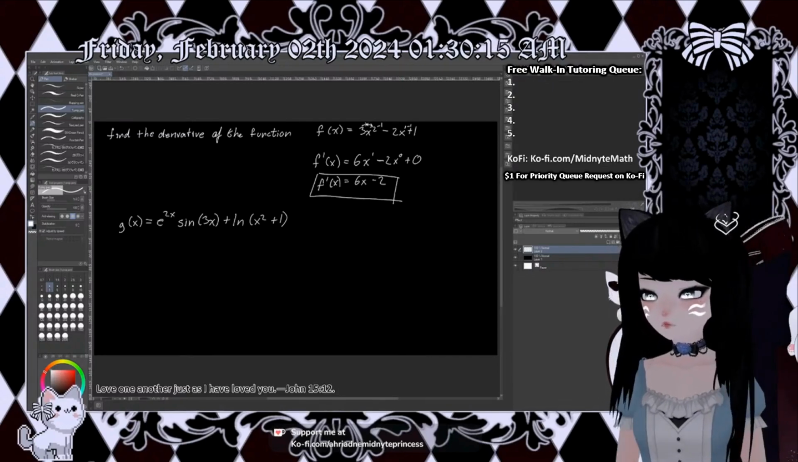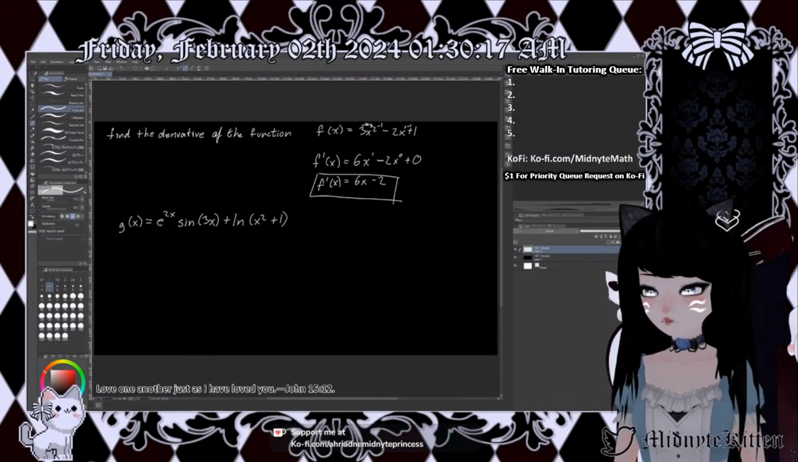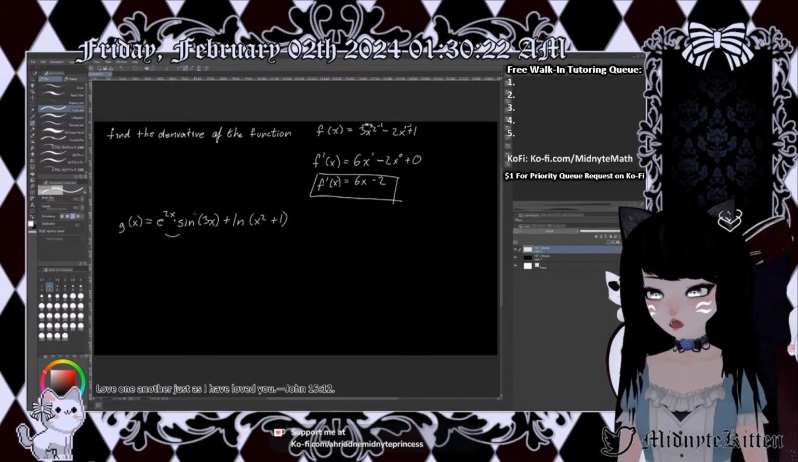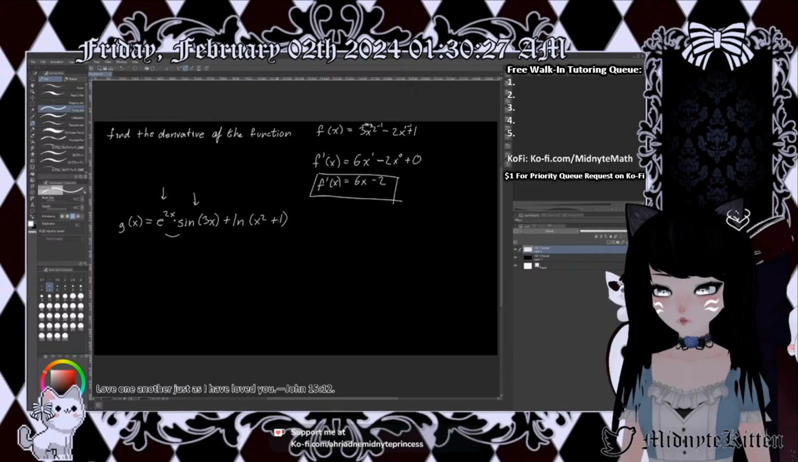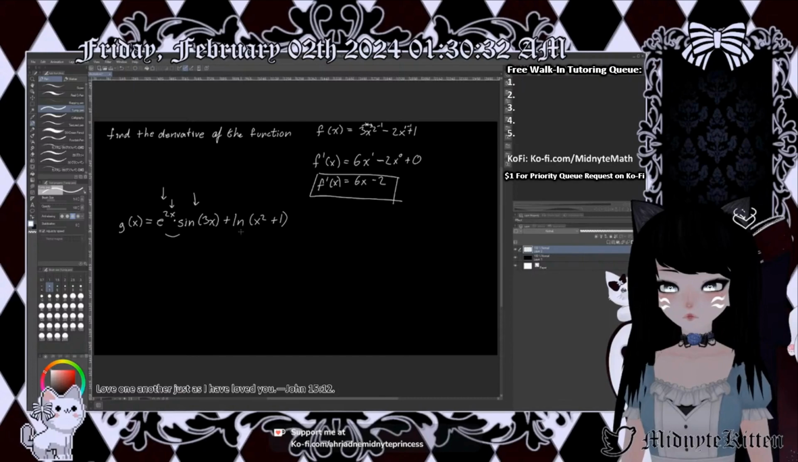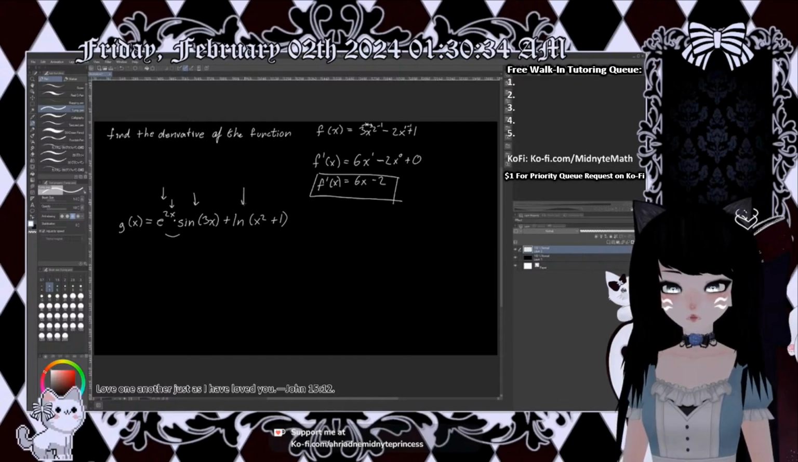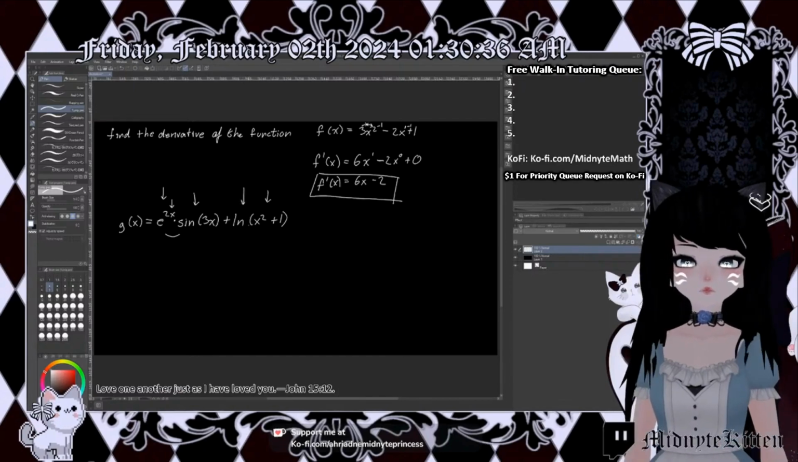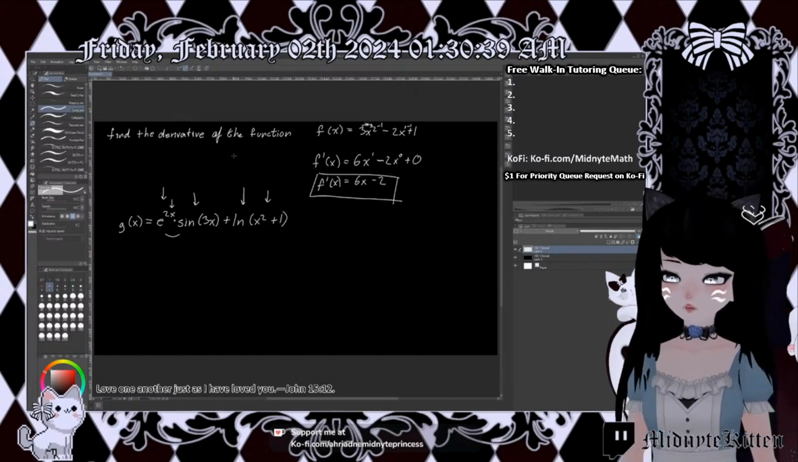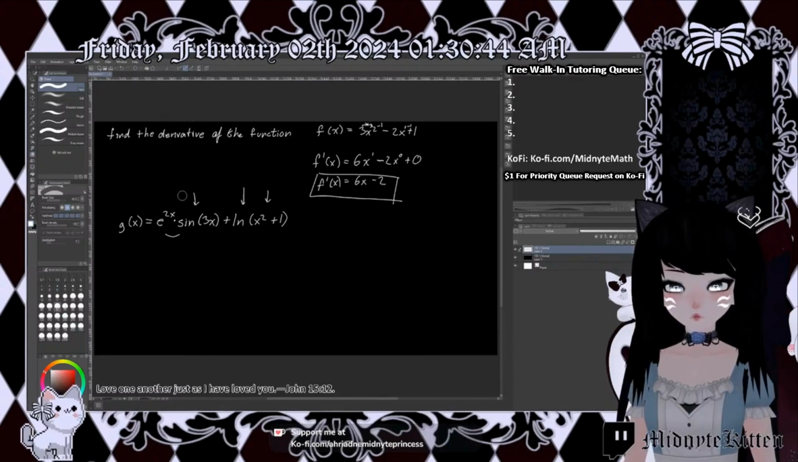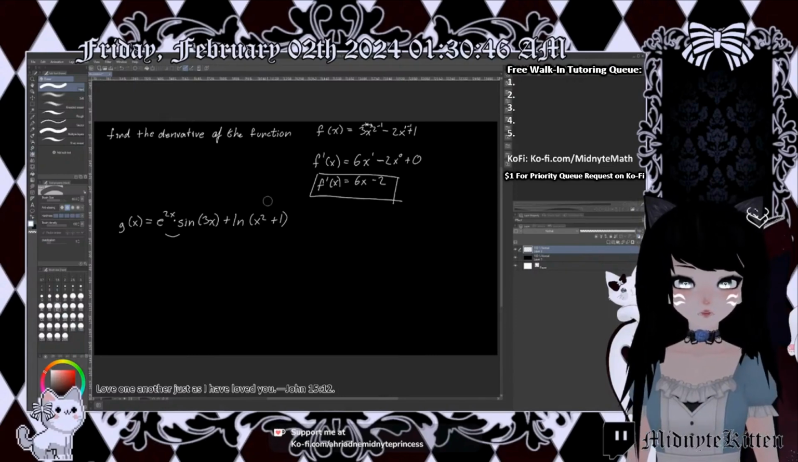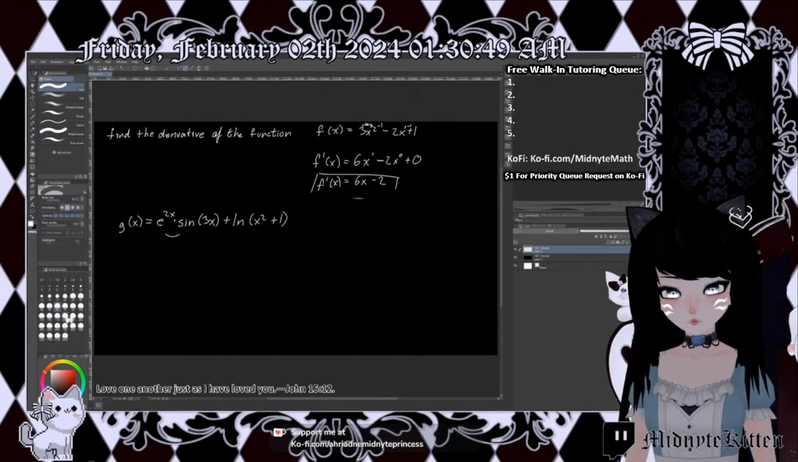For this next question, well, this one's tricky. We're dealing with the product rule here, and we also have this trigonometric function, e, and then chain rule, and then a logarithmic with another chain rule. Okay, so let's get started. This one's going to take quite a bit of time, but let's break it down. There's no reason to be scared of this.